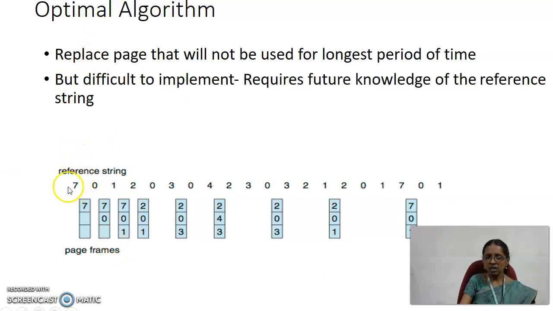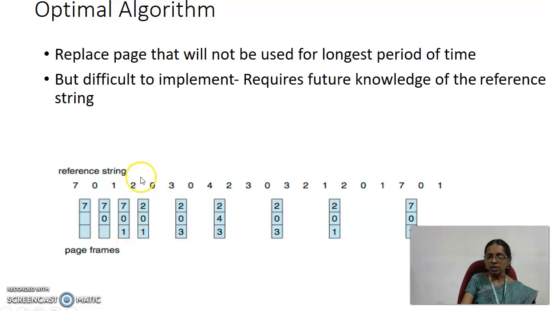Let us consider the same reference string 7 0 1 2 0 3 and so on. Here the number of page frames is 3. First 7 is not in the main memory, so page fault. 7 will be occupied in any one of the frames. Then 0 is not in main memory. Again a page fault occurs, and 0 will be occupied in one of the 3 frames. Then 1 is not in the main memory, so a page fault occurs. Then you will keep the 1. You have some space in the main memory to occupy these.